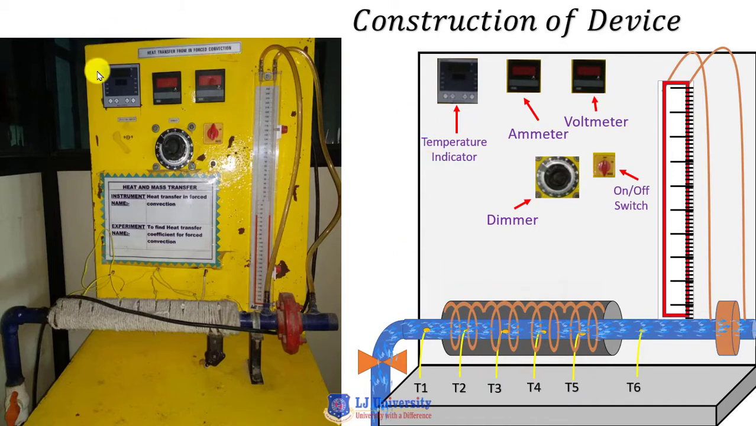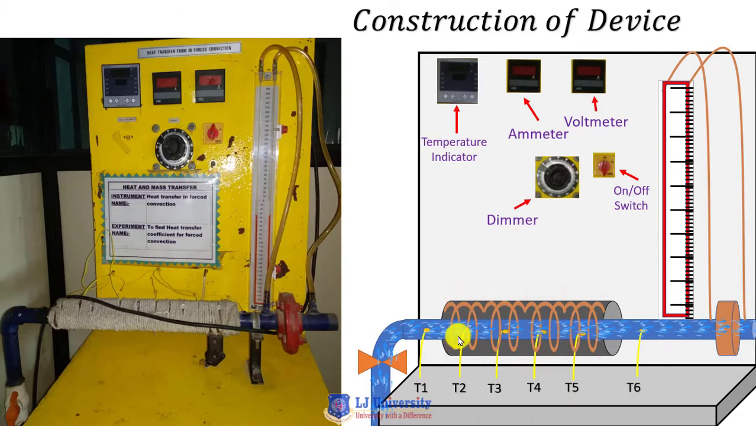So this is our practical setup for forced convection. Here you can see the temperature indicator, the ammeter, the voltmeter, the on-off switch, and the dimmer. The dimmer is used to give input to this device, increasing or decreasing the voltage. According to that voltage, the current will flow through the heater, and the value of current is shown on the ammeter. The temperature indicator shows the temperature values of the thermocouples.